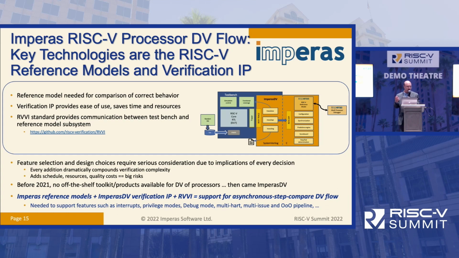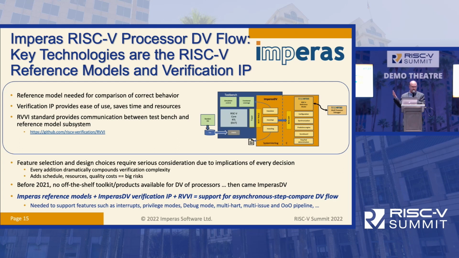The thing with RISC-V and DV is that all the design choices that you make are going to impact your verification. Whether you add a set of extensions, or whether you add specific custom instructions, that's all going to impact your DV task. And impacting the DV task means impacting schedule, resource requirements, and quality, and these are all risks. So you need to have a solid DV flow.